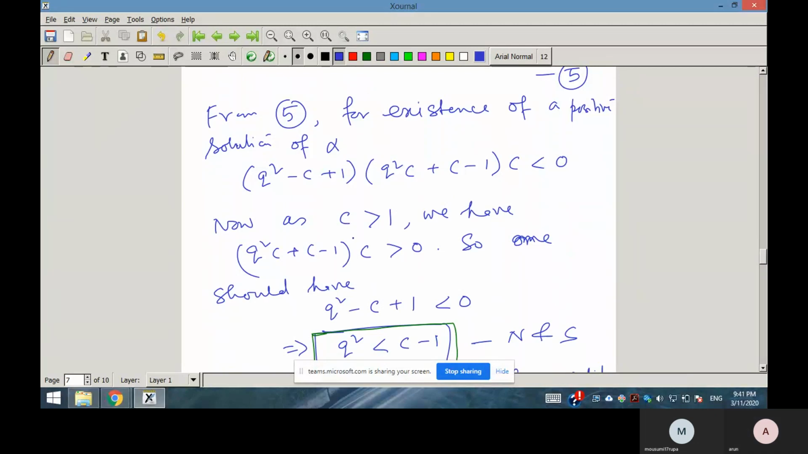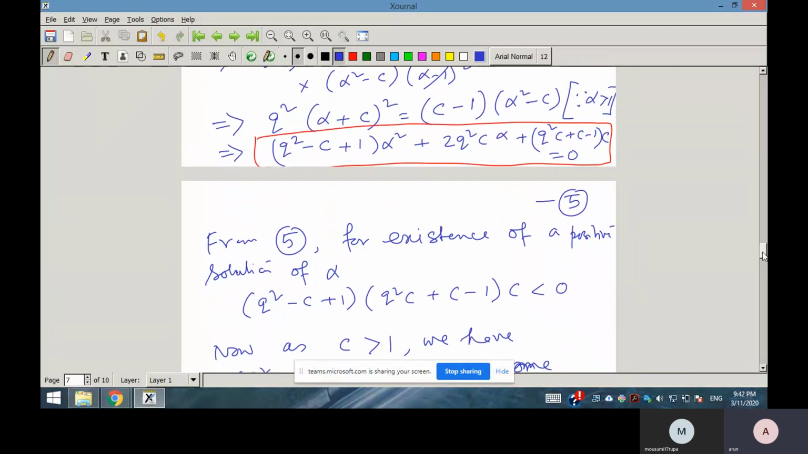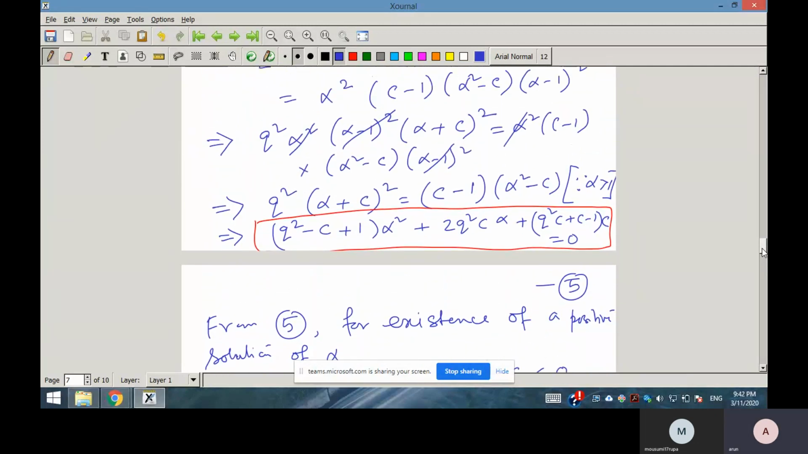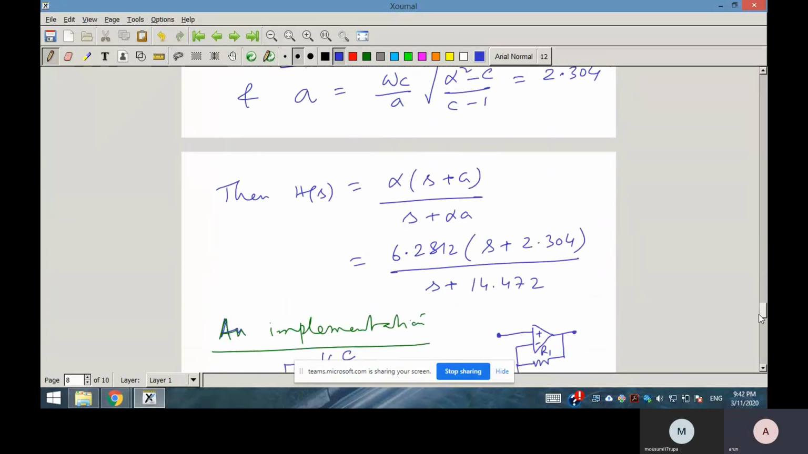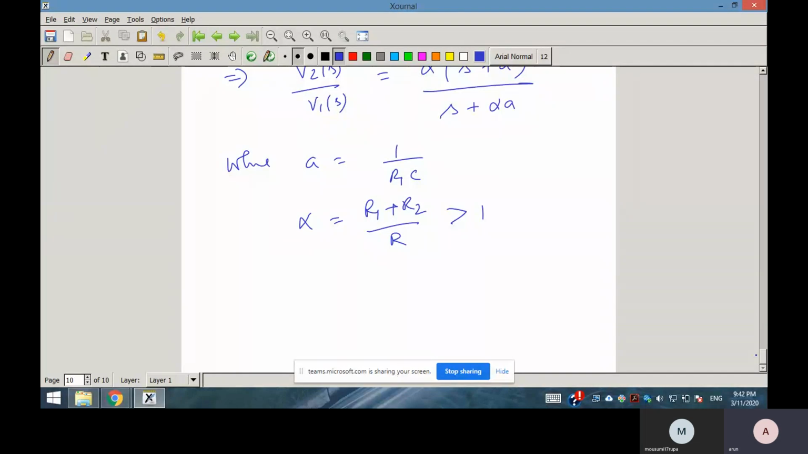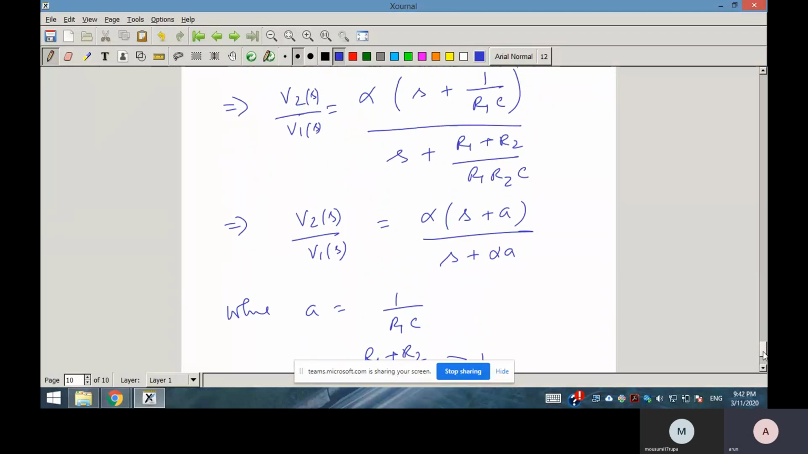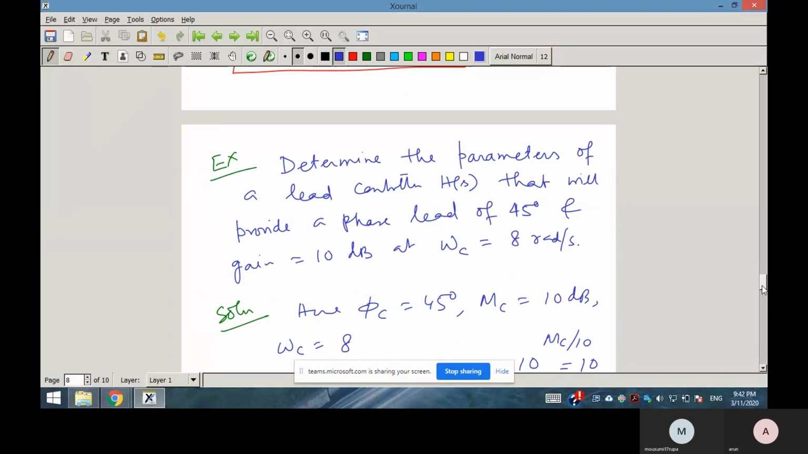And here c is greater than 1, and q square c is positive. So that's why this is also greater than 0. So this is the condition for the existence of a positive, valid solution. Okay, I think if there is any error, please let me know in the doubt clearing class, and also if I find any minor error later, I will let you know. Thank you.